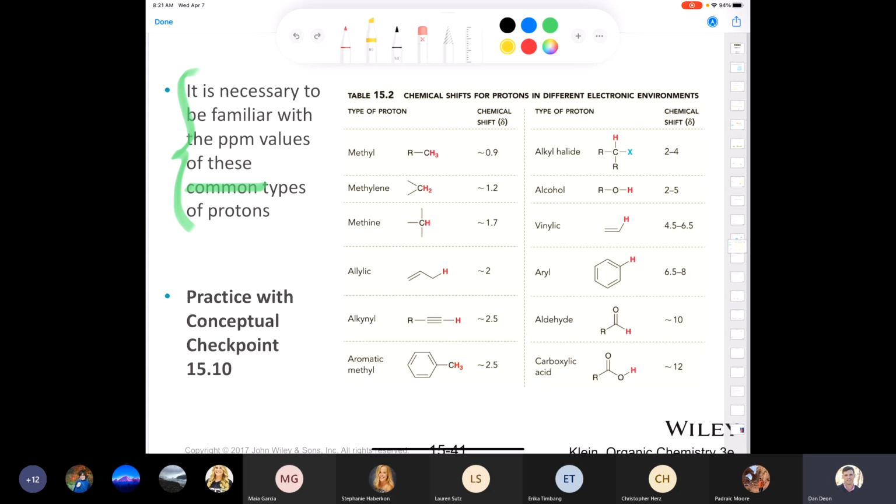remember. An aldehyde proton, whenever you have a chemical shift of around 10 parts per million in Organic Chemistry 1, it's pretty much a dead giveaway that you've got an aldehyde. And whenever you have a chemical shift around 12 parts per million, again, I would say that's kind of a dead giveaway that you've got a carboxylic acid.